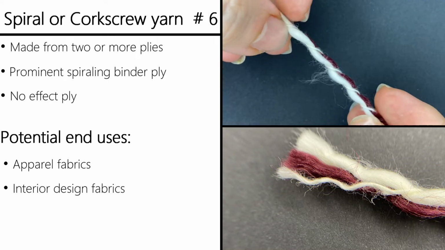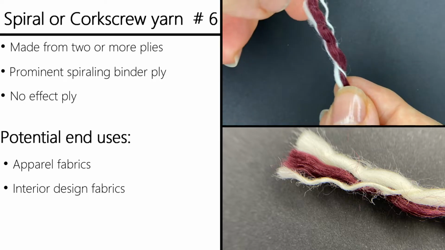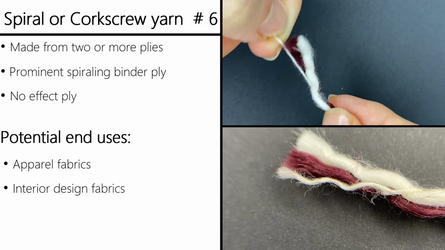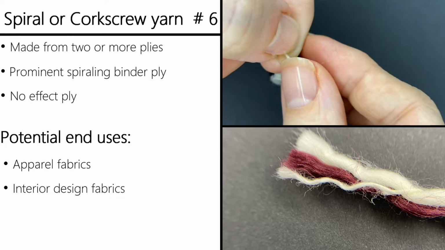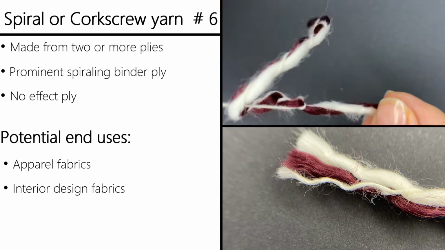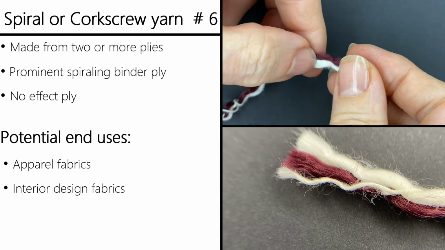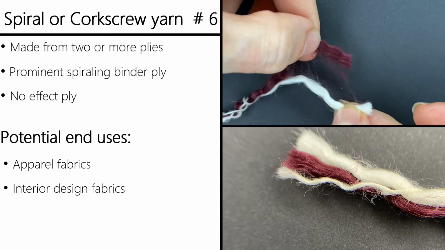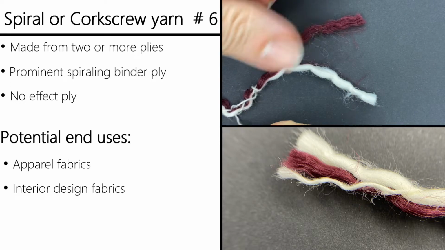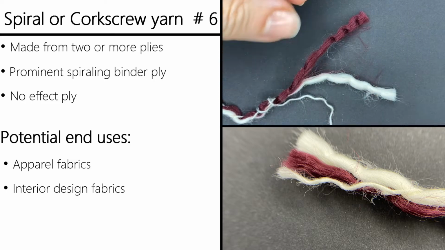And obviously there is a difference in color between the red and white. This is a good example of a novelty yarn that doesn't have all 3 categories of ply, as this yarn has no effect ply. Spiral yarns are used in both apparel and interior design fabrics, which is common among novelty yarns.